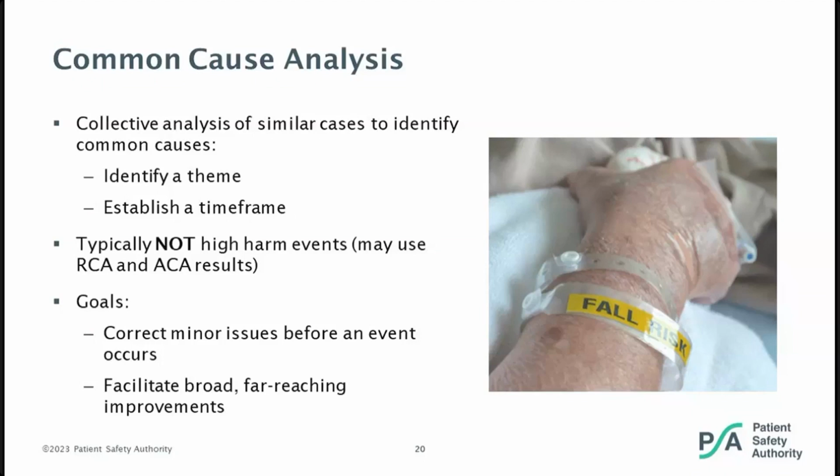Really what the common cause analysis does is we're looking at multiple events over time and looking for the common cause in those events. Think about, we're trying to correct minor issues before an event occurs, and we're trying to facilitate broad, far-reaching improvements. Think about a specific unit. We might be talking about some type of event. Let's say falls, for example, might be one good one.